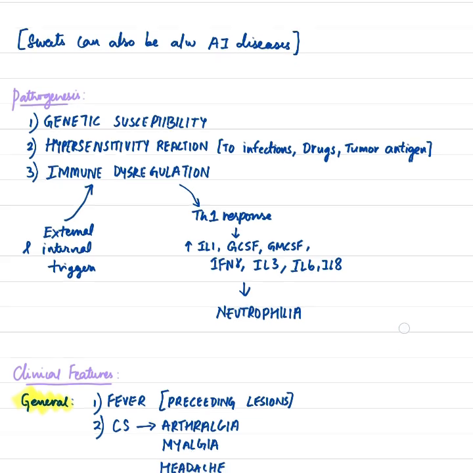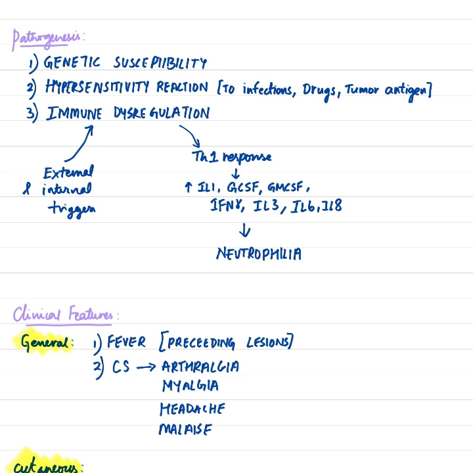Coming to pathogenesis, there are three main factors that may have a role to play in the occurrence of Sweet syndrome. The first is genetic susceptibility, the second is that it is a type of hypersensitivity reaction to certain infectious agents, drugs, and tumor antigens, and the third is that it can occur as a result of immune dysregulation. For this immune dysregulation, there are various external and internal triggers which in turn cause a Th1 response, which leads to increased production of IL-1, G-CSF, GM-CSF, as well as interferon gamma, IL-3, IL-6, and IL-8, which further causes neutrophilia.